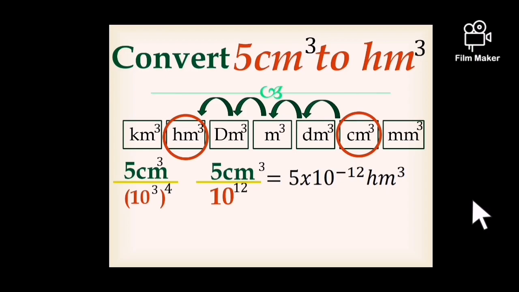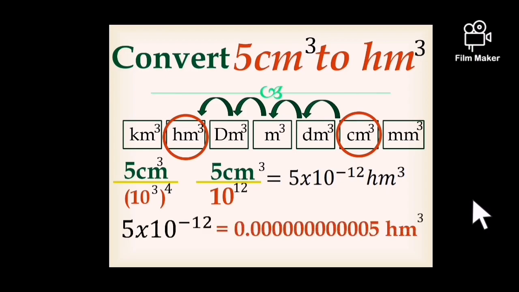So, what is 5 times 10 raised to negative 12? We are going to move the decimal point from doon sa tabi ng 5 to the left ng 12 na beses o 12 times. So, 3, 4, 5, 6, 7, 8, 9, 10, 11, 12. So, that is the answer.